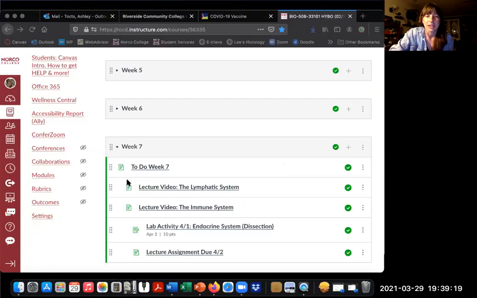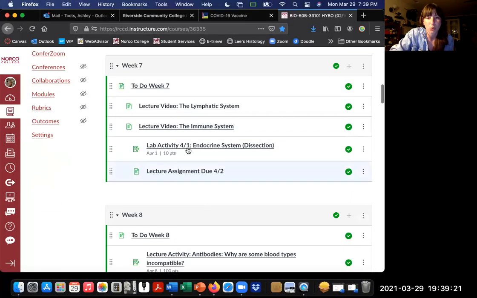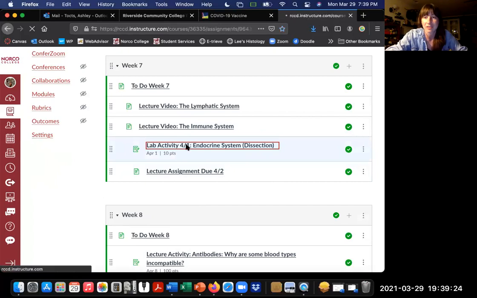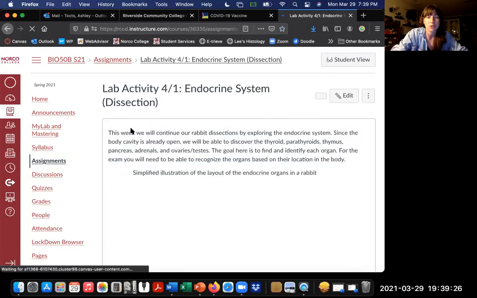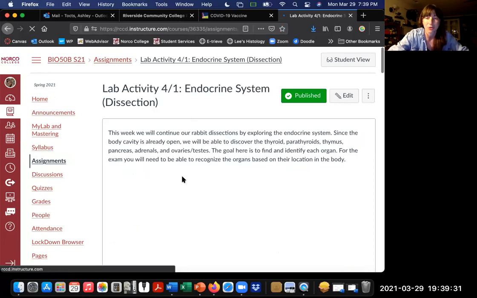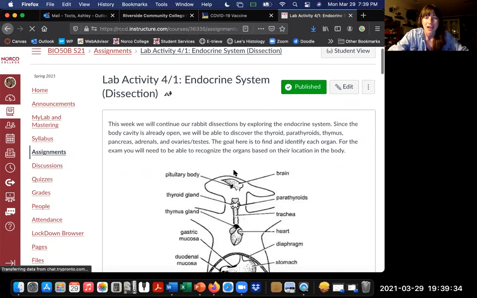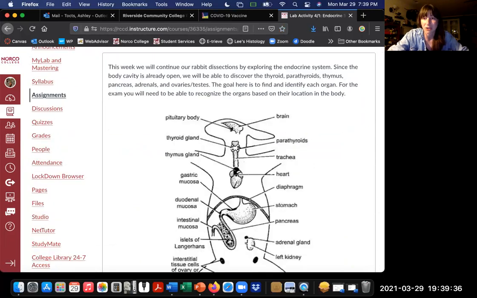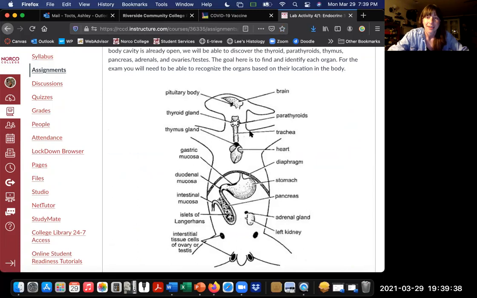So let me real quick show you what we're going to be working with in lab this Thursday. I've made you an in-depth description this time because I know you guys like a little bit more direction. So I'm trying to do that for you. We're going to continue with our rabbits, but we are going to be looking at the endocrine system, which should be pretty cool. So we won't be able to see the stuff in the brain. We're not going to be cracking any skulls on Thursday, so please don't. But you will be able to open the body cavity and hopefully find the thyroid.